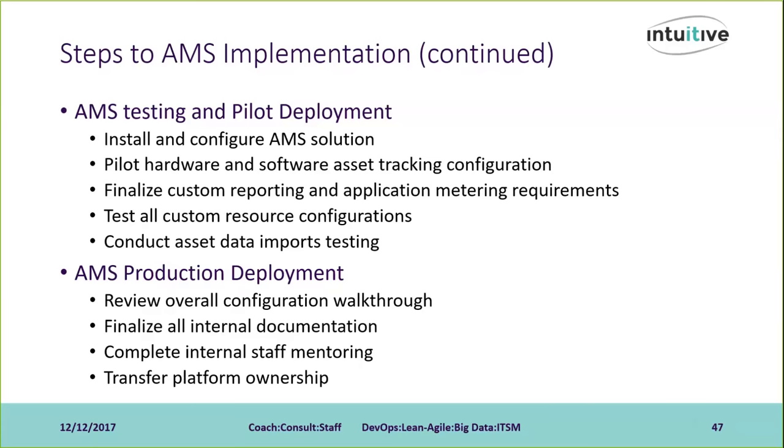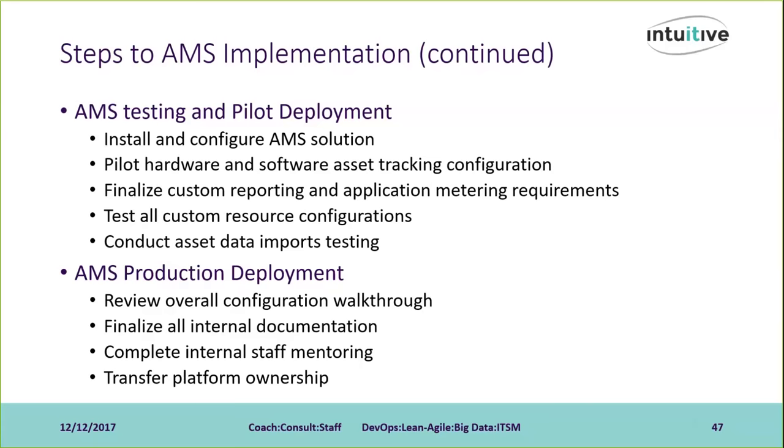Next up, you review your internal documentation and update it where needed. Complete your internal staff mentoring and enablement sessions. You'd want to work closely with your asset management team at the early stages of the production phase to ensure their success. And finally, after any remaining issues are resolved, you would transfer ownership of the non-technical aspects of the platform to the asset management team.